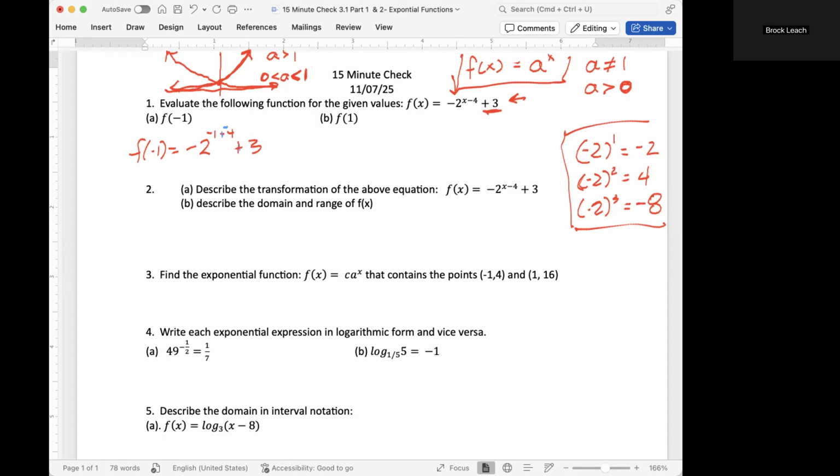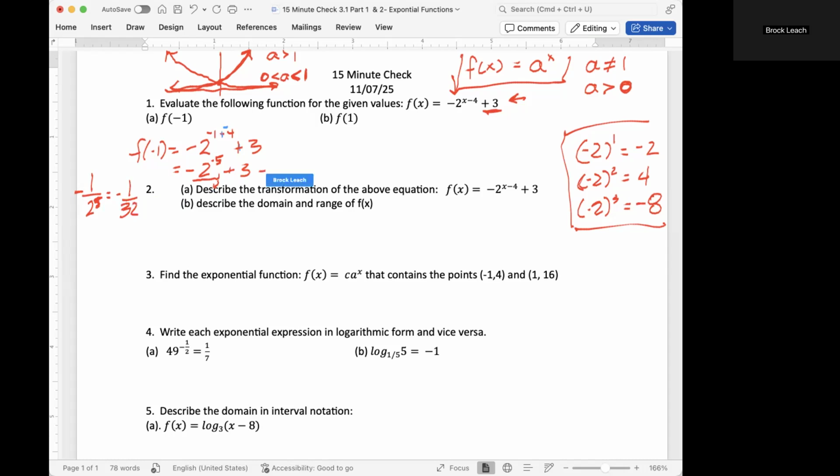So this is -2 to the -5 plus 3. 2 to the -5 is 1 over 2 to the 5th. When we have a negative exponent, just focusing on the negative exponent part, that moves it to the opposite part of the fraction, and then once it moves there, that exponent becomes positive again. So that's a 5, which is -1 over 32. 2 to the 5th power is 32.